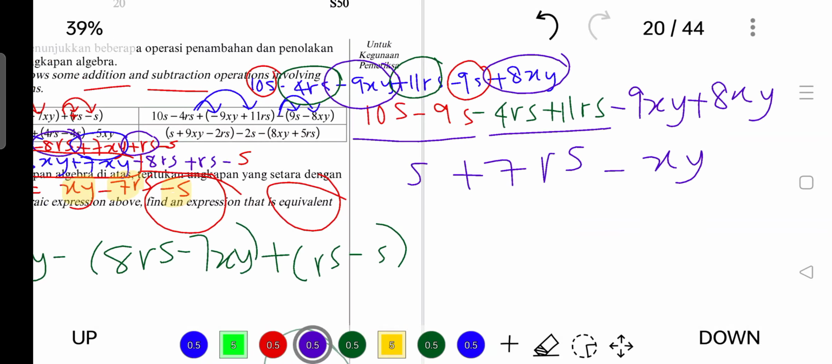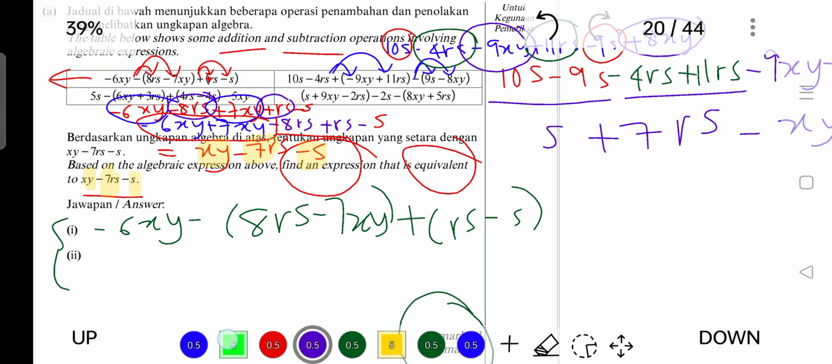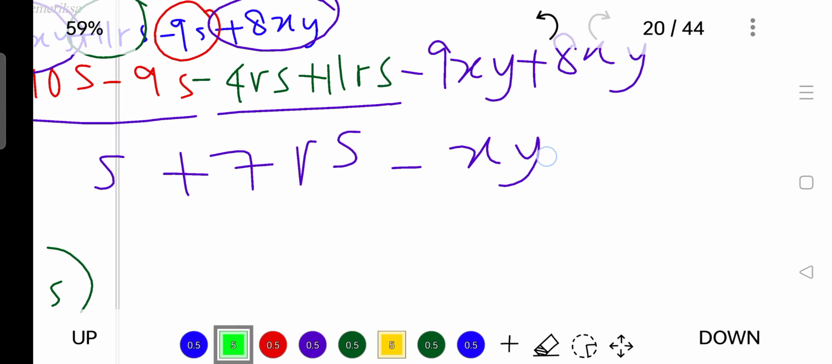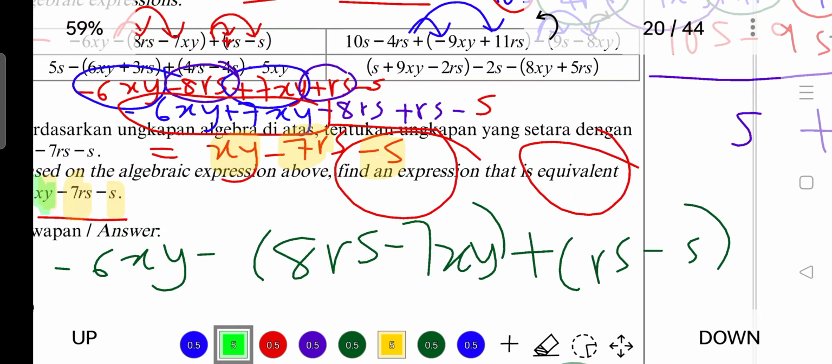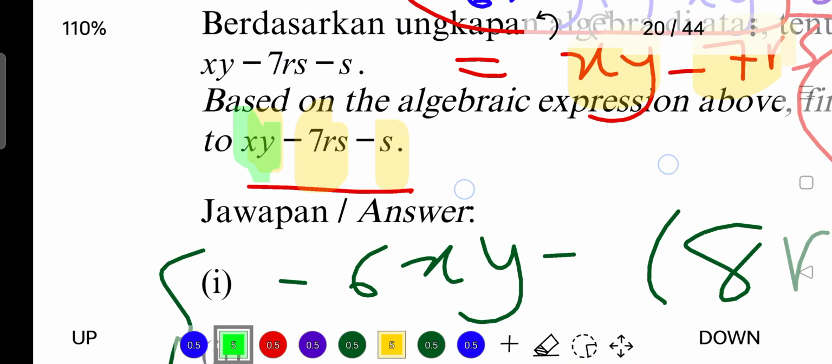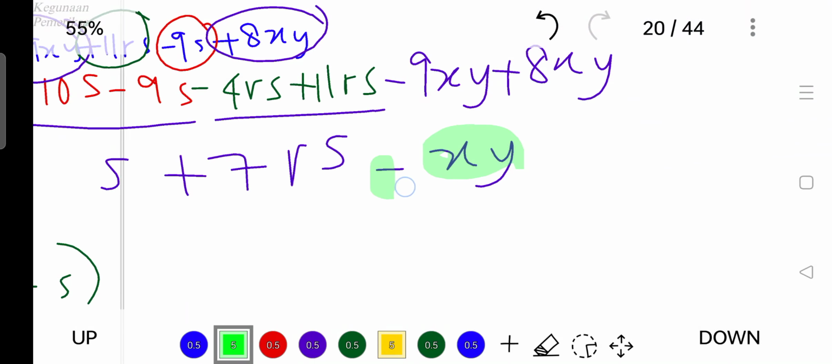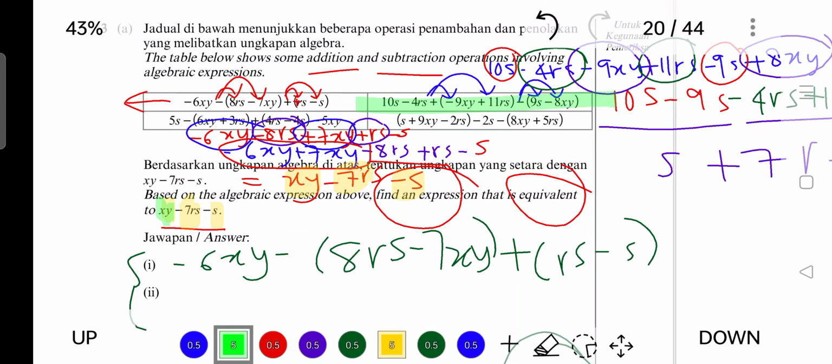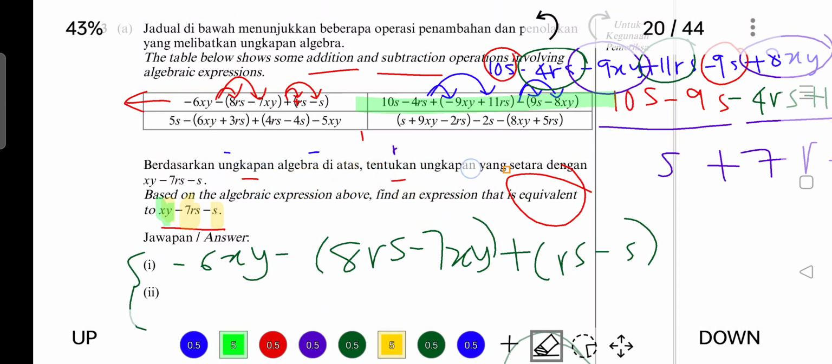Come, let's do the checking. Is it the same as what is given? Xy, do we have xy? We do, but we don't have negative xy as we have it here. So definitely this is not the answer. So just scrap it off. Move to the next equation given.